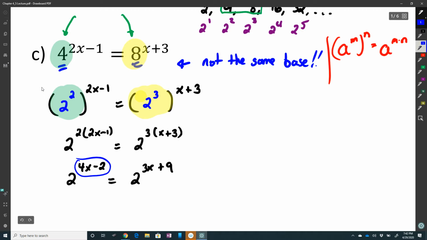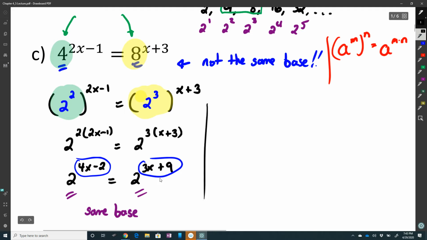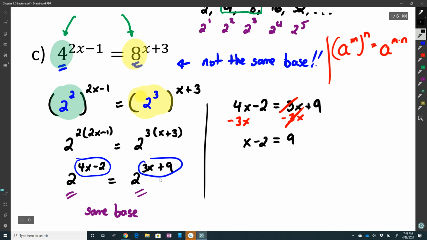So now they're the same base. And so I can set the exponents equal. So the only trick to these that makes these harder is you have to do some work to get the base to be the same. But now that it is the same, this is just 4x minus 2 equals 3x plus 9. And we can just solve by moving stuff around. So minus 3x, minus 3x. x minus 2 equals 9. Add 2. x is equal to 11. Isn't that fun?